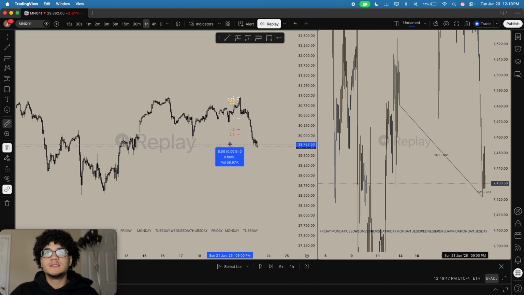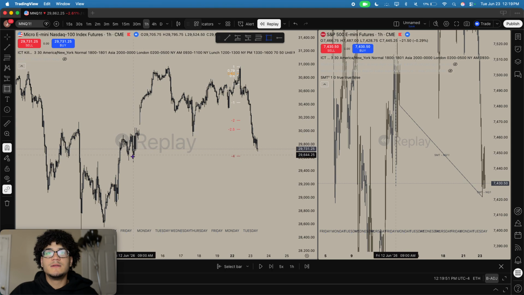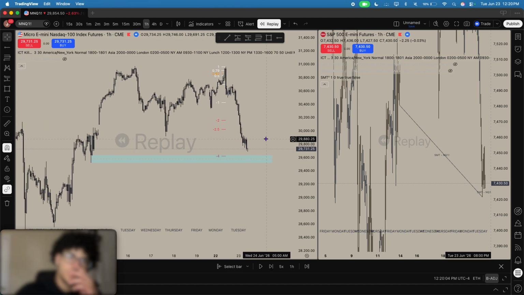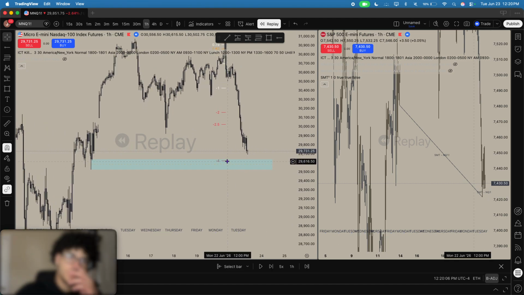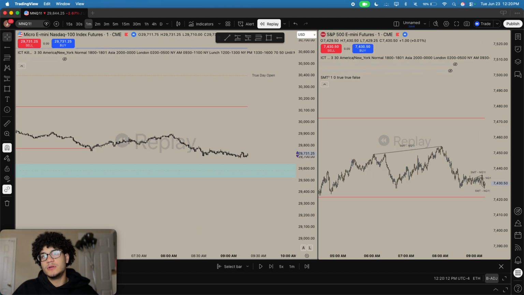Now we want to stack confluences. What do we have here? We have an order block right there. We have a rejection block right here. All hourly, by the way. Higher time frame, more weight. So this is my point of interest right now for New York AM Open.